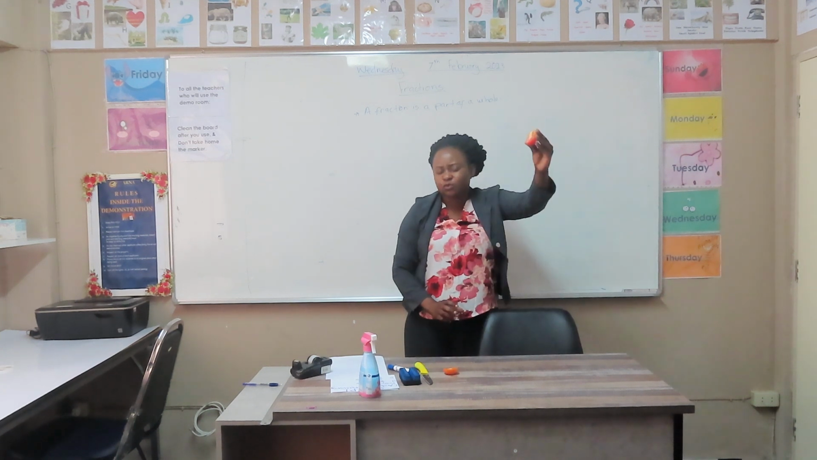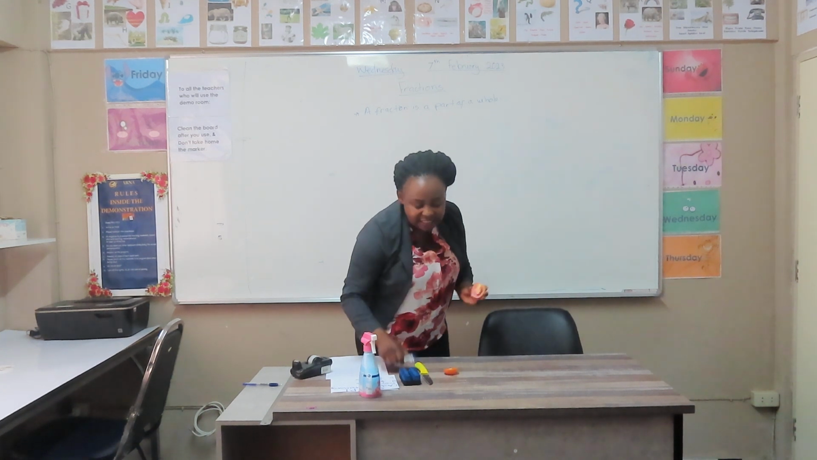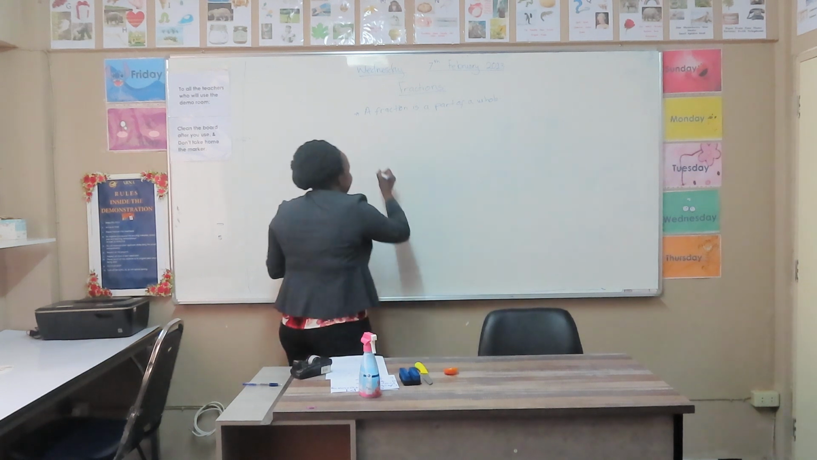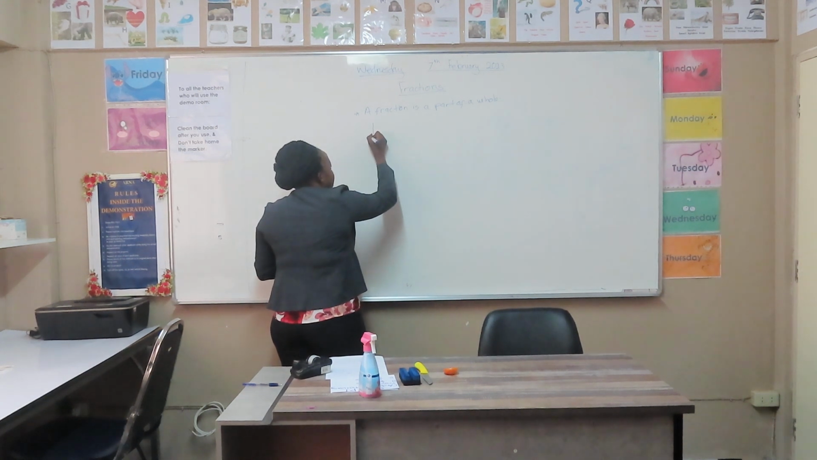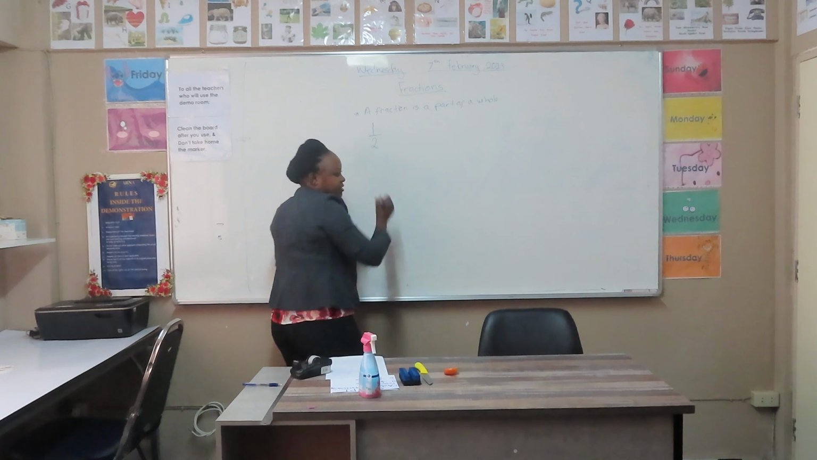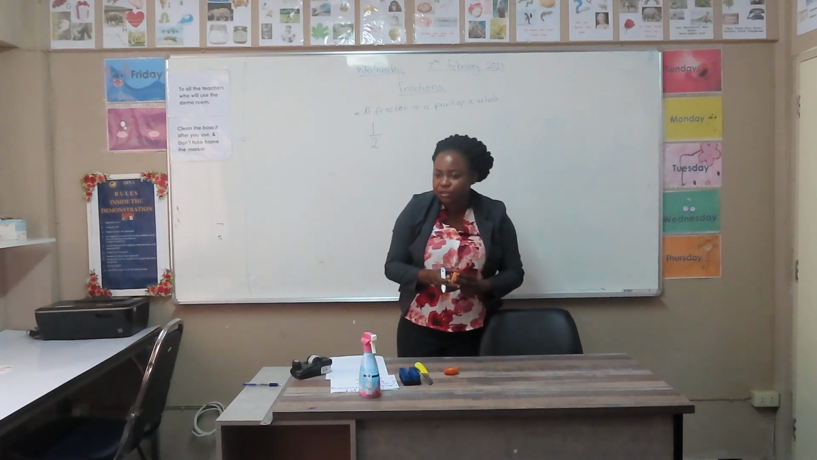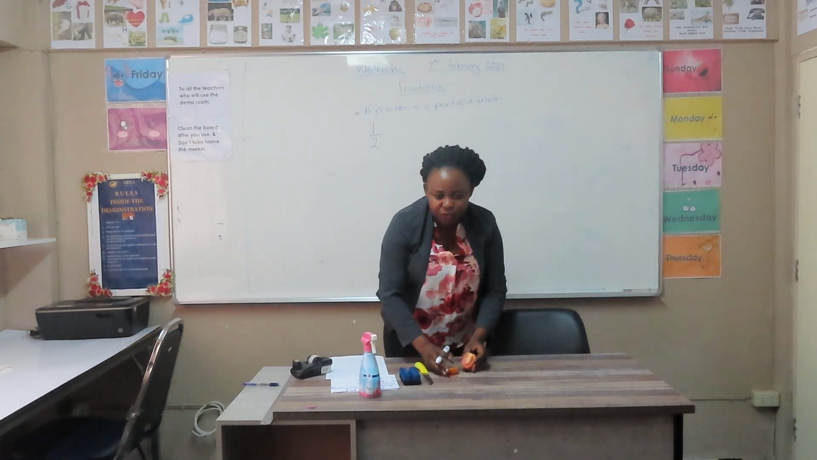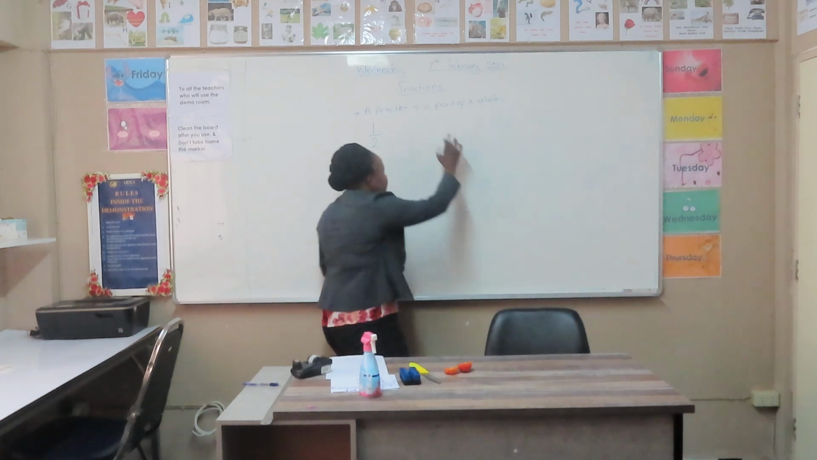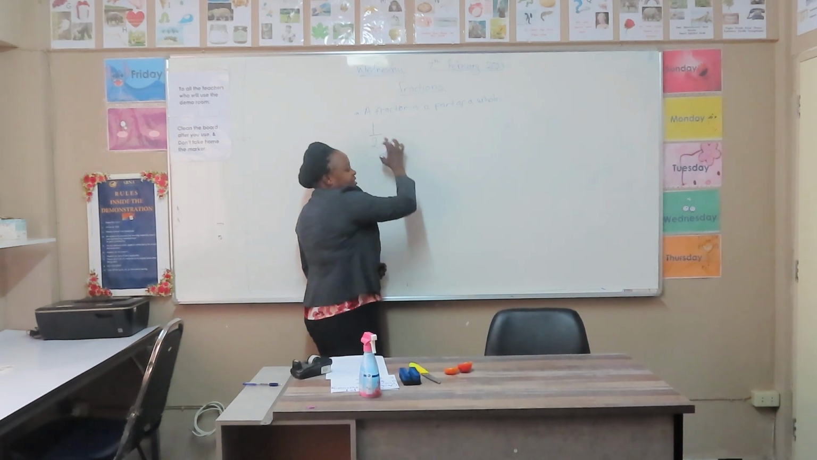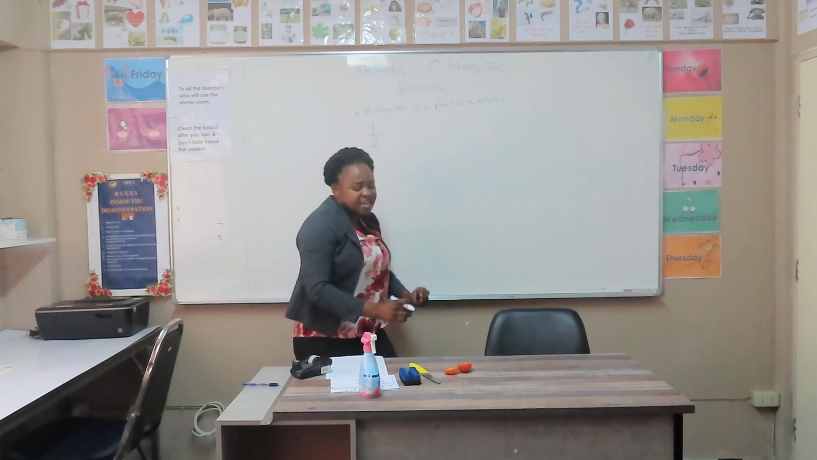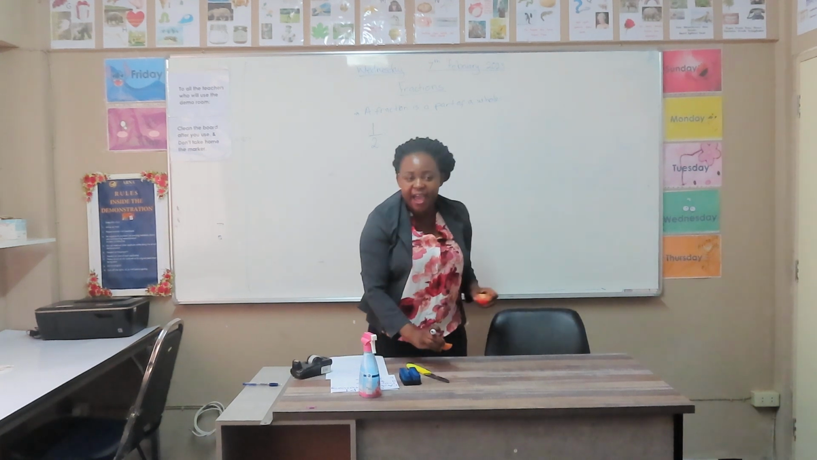Now I just want to look at one part. This part is half. It's half of a tomato. I'll write it like this: 1/2. The moment I write it as 1/2, that's a fraction. What is this? A fraction. So it is a part of a whole.